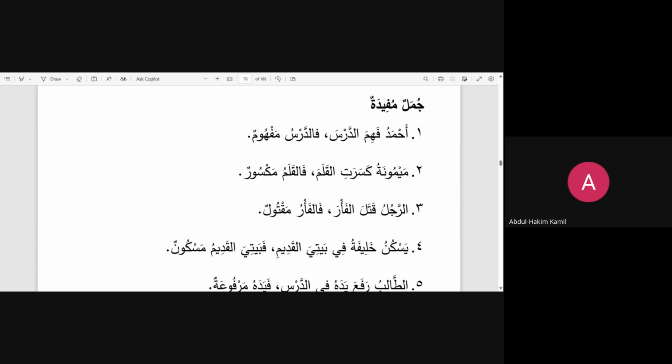Ar-rajulu qatala al-fa'ra. The man killed the rat. Fal-fa'ru maqtulun. What does this mean? The rat was killed. It's killed.